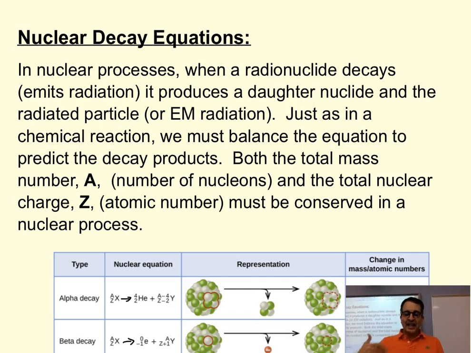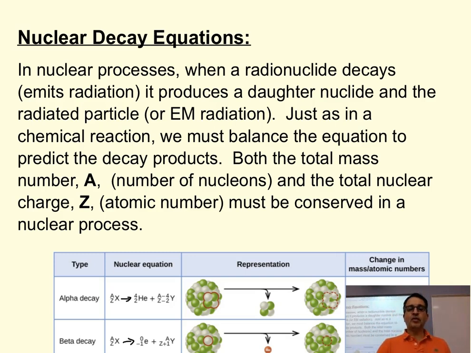Just like in any chemical equation, in a nuclear equation we need to make sure that everything is balanced. So we're going to balance not only the mass number, which is the number at the top, A, but we also need to balance the overall number of protons, or the nuclear charge, Z. Both of those two numbers must be conserved in a nuclear reaction.